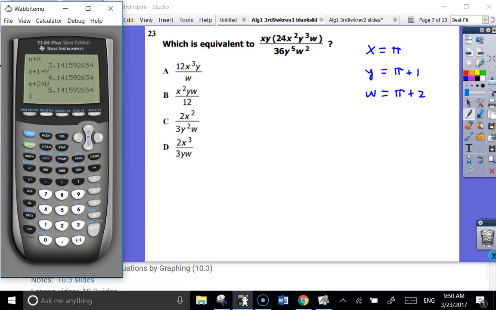Okay, now we're going to have to type in this complete expression. This is a properties of exponents problem. Just type it in exactly like you see it. Where they've got parentheses, you need parentheses.